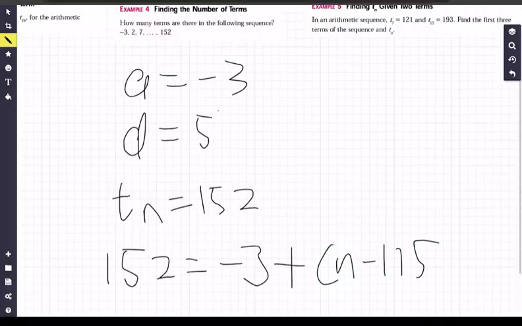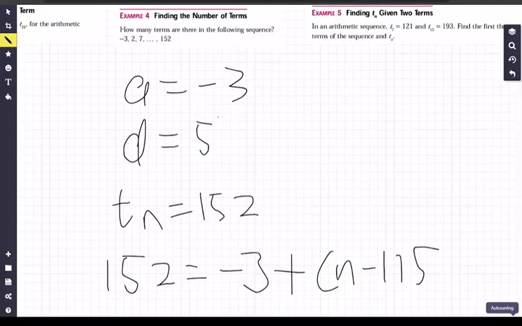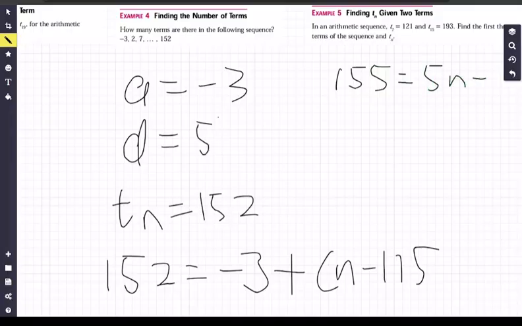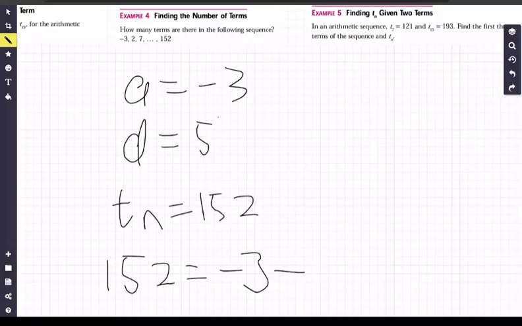It's going to give you 155 equals 5n minus 5, right? And now we have 160 divided by 5, that's going to give you 32. So 32 equals n. So there were n, which is 32 terms within this sequence. And that's how we play it smart using the formula.